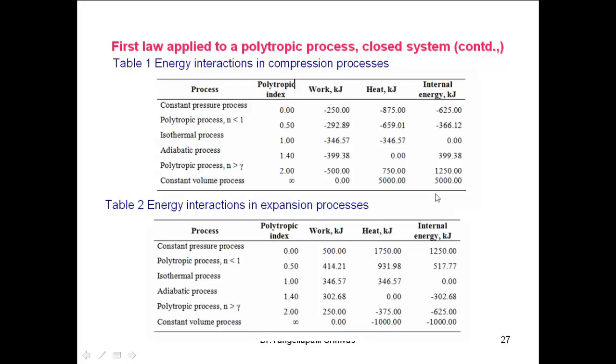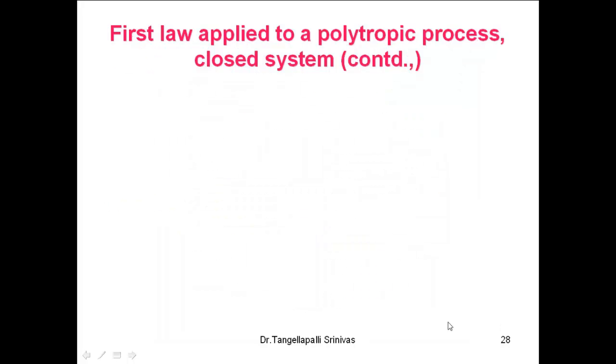Here, compared to the compression, the reverse results are coming. The internal energy is increasing for the first and second processes. There is no change in internal energy for the isothermal process. The internal energy is decreasing for the last three processes, that is the adiabatic process, the polytropic process with n greater than gamma, and the constant volume process.